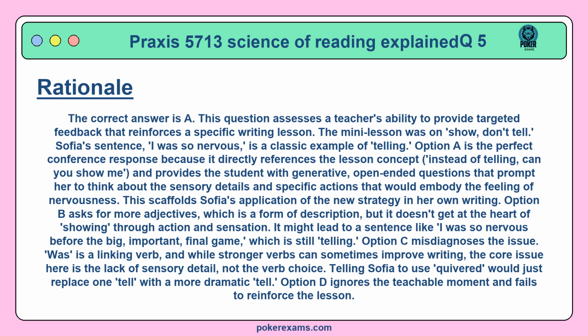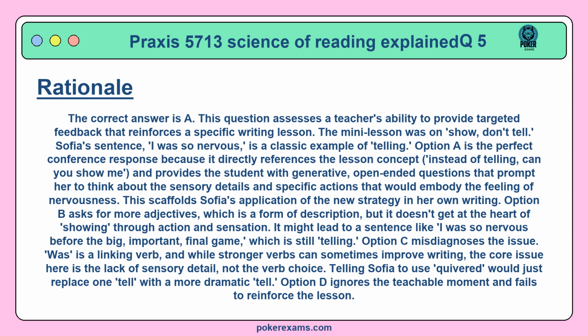Instead of telling, can you show me, and provides the student with generative, open-ended questions that prompt her to think about the sensory details and specific actions that would embody the feeling of nervousness. This scaffolds Sophia's application of the new strategy in her own writing. Option B asks for more adjectives, which is a form of description, but it doesn't get at the heart of showing through action and sensation. It might lead to a sentence like I was so nervous before the big, important, final game, which is still telling.